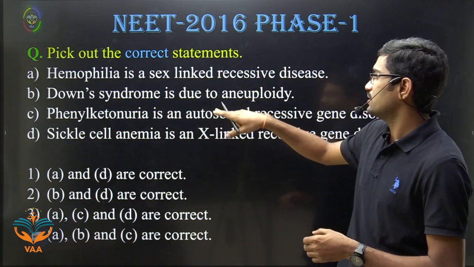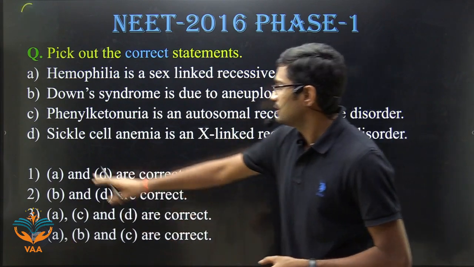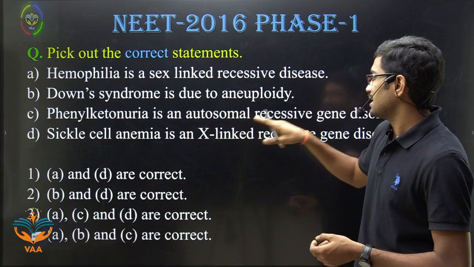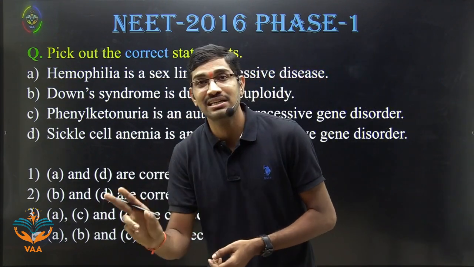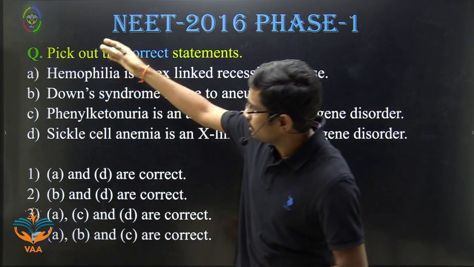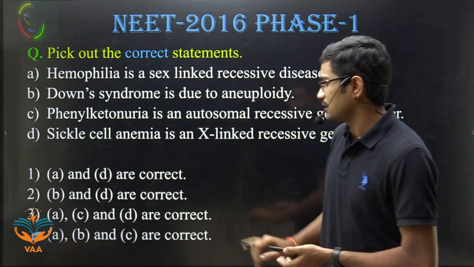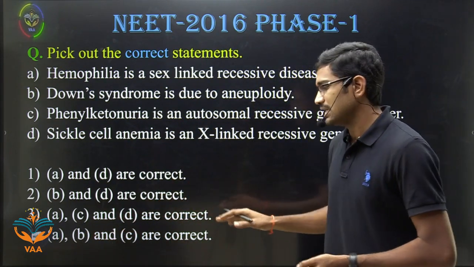Next one, phenylketonuria is an autosomal recessive gene disorder. That is also correct. Next one, sickle cell anemia is an X-linked recessive gene disorder. This is wrong. Sickle cell anemia is not X-linked, it is actually autosomal recessive. So out of all these, A, B and C are correct. So the correct answer is option 4, that is A, B, C are correct.